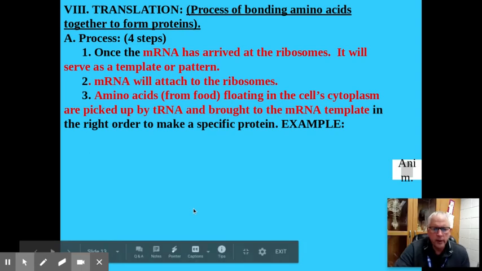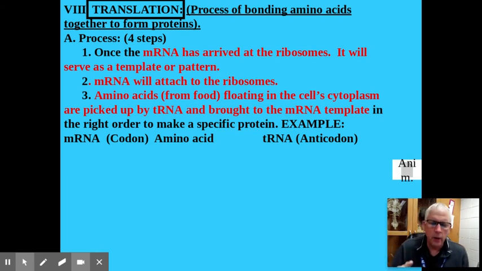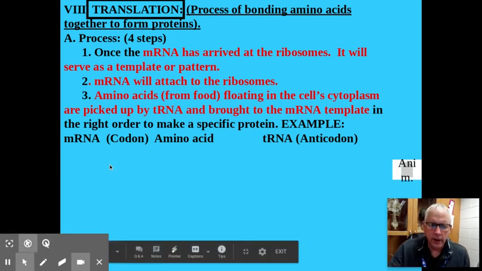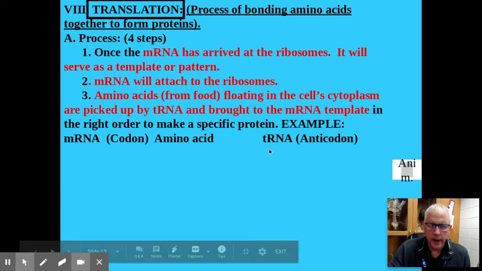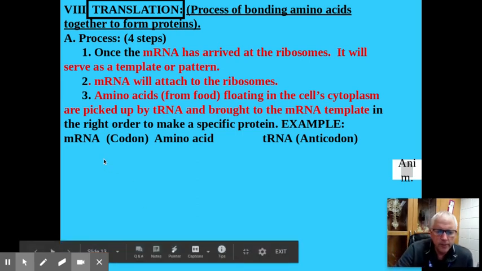So let's do it. Now this is pretty simple. So stay with me because this gets a little confusing, but here we go. So messenger RNA has a code. And then it's going to code for an amino acid, okay? Transfer RNA has an anticodon. So we have a codon, three bases, 3 letters, and an anticodon, which are going to have to match. Let me show you. This is simple, okay?